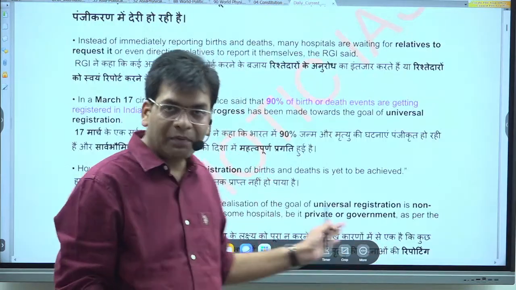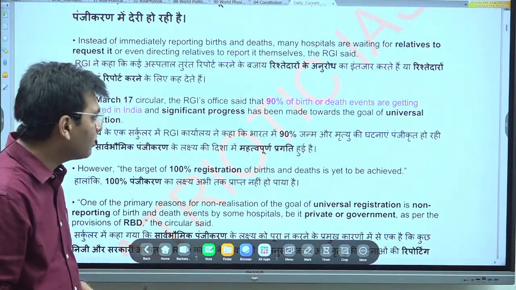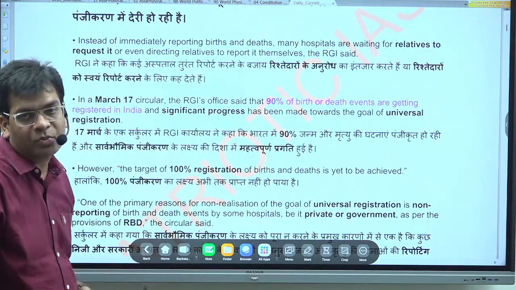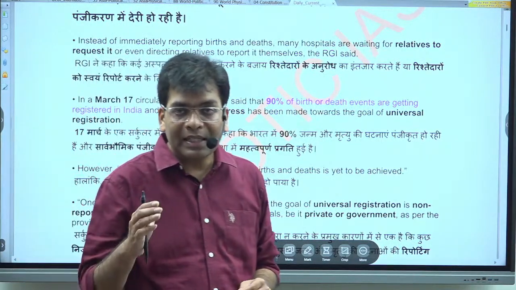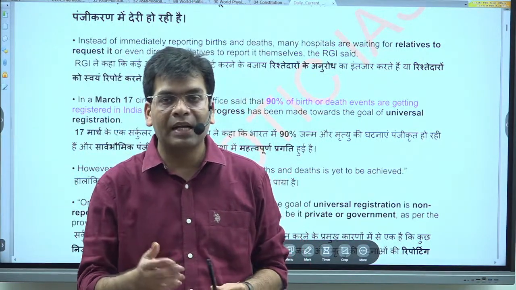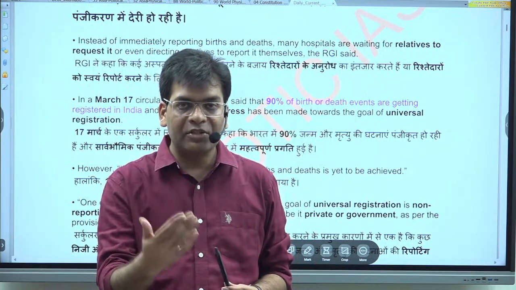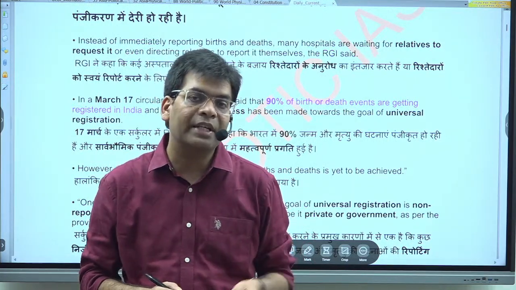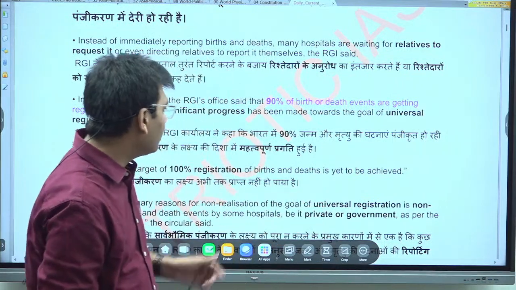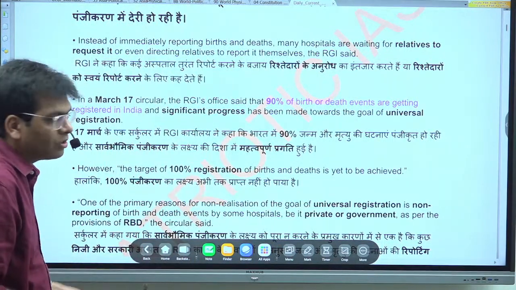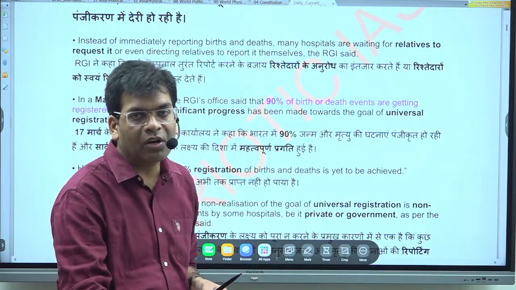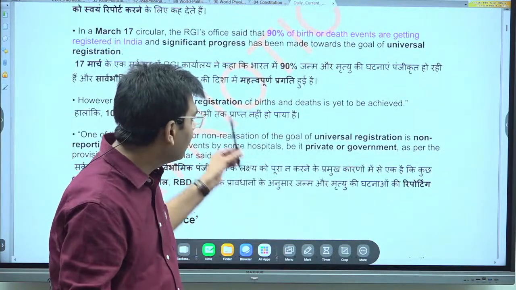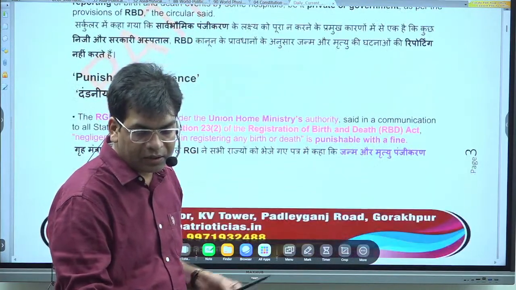Here you will find that the news is about hospitals denying people and delaying the registration process, and communicating the information with a lot of delays. That's why the ministry has communicated that this is not acceptable, because it creates a lacuna in the preparation of data. All this has been mentioned in this news article.